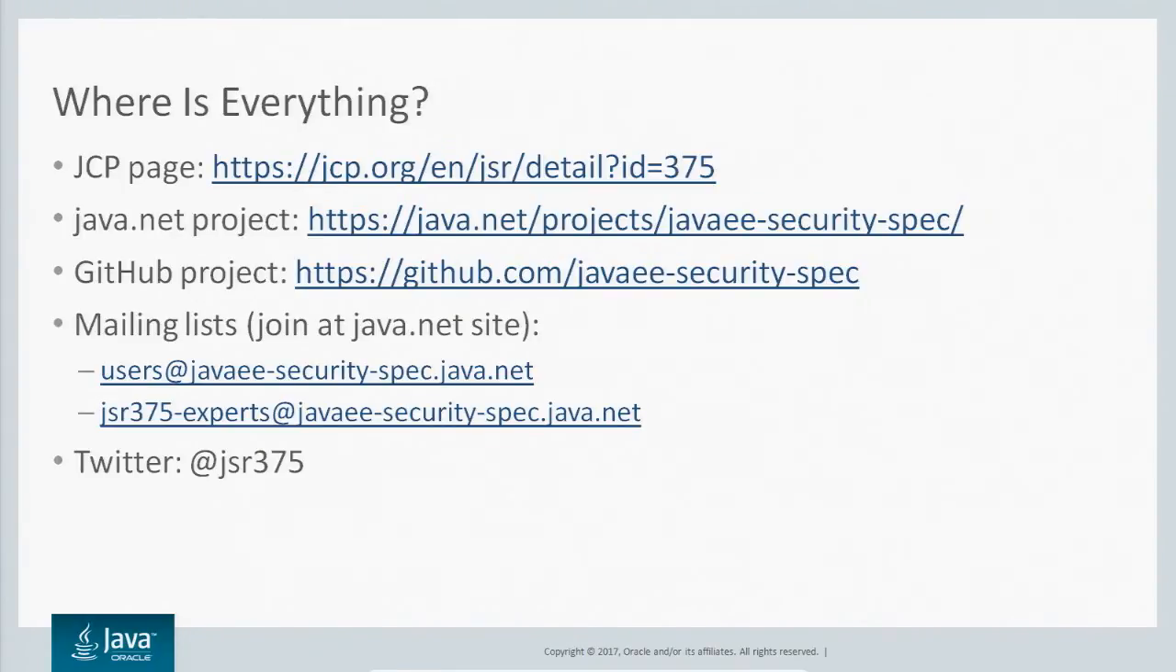There are a couple of mailing lists. You can join the users list at java.net. There's also the expert list, which you could send to, but it's moderated if you're not on the expert group. Everything on the expert list is copied to the users list. So if you join the users list, you'll see all the expert list traffic as well. And we do have a Twitter feed.